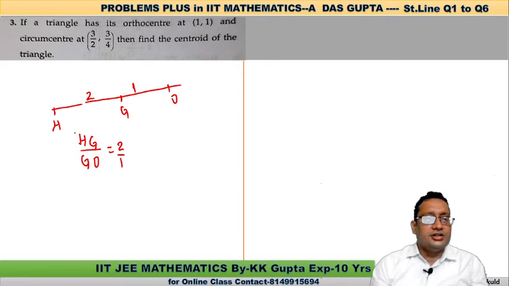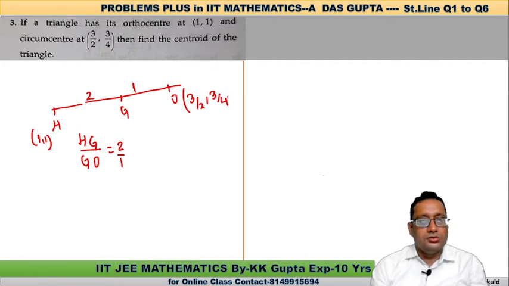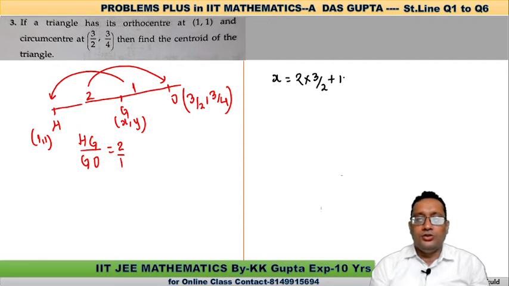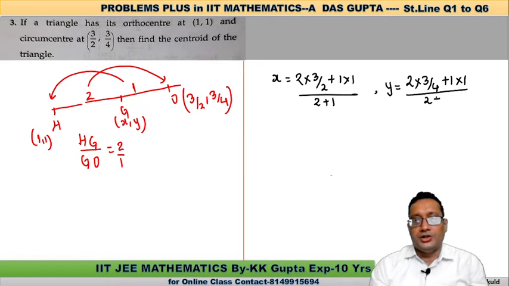So let's consider H as (1, 1) and O as (3/2, 3/4). So 2 will multiply with O and 1 will multiply with H. I can find the centroid x coordinate. The x coordinate is equal to (2 into 3/2 plus 1 into 1) divided by (2 plus 1). And the y coordinate will be (2 into 3/4 plus 1 into 1) divided by (2 plus 1).